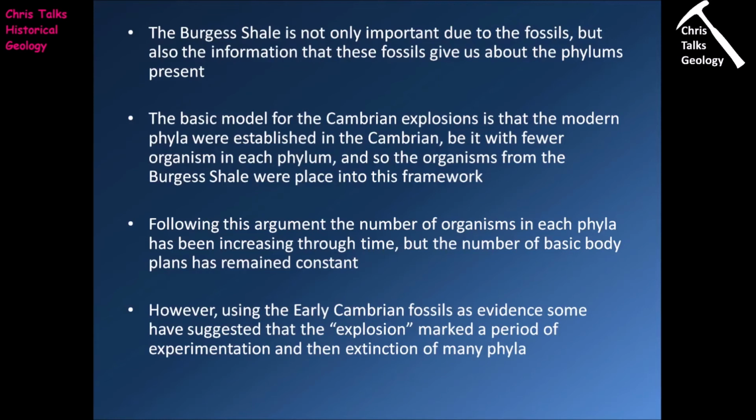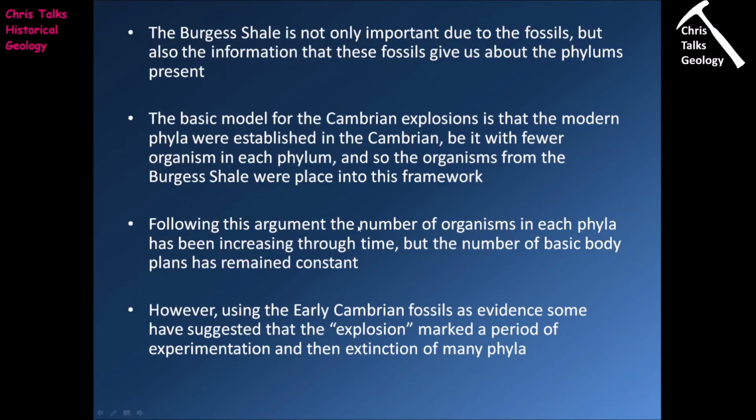Now, the basic model for the Cambrian explosion is that the modern phyla were established in the Cambrian, be it with fewer organisms in each phylum. So the modern phyla would have been present, but as opposed to hundreds or thousands of different species in each of the phyla, you would have maybe had tens or hundreds. And so the organisms from the Burgess Shale are naturally going to be placed into the framework for the modern phyla that we see now.